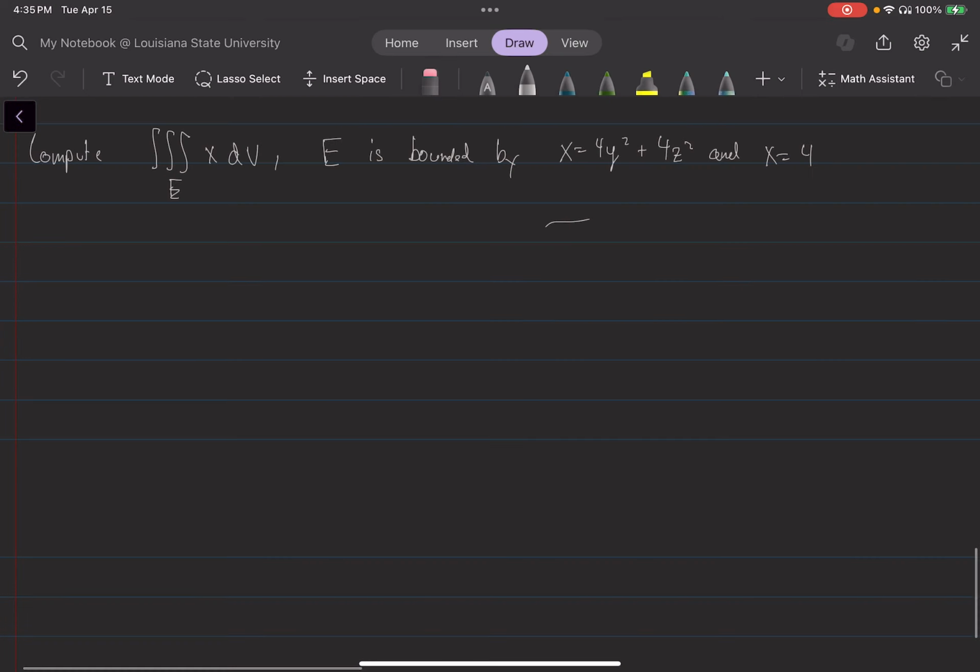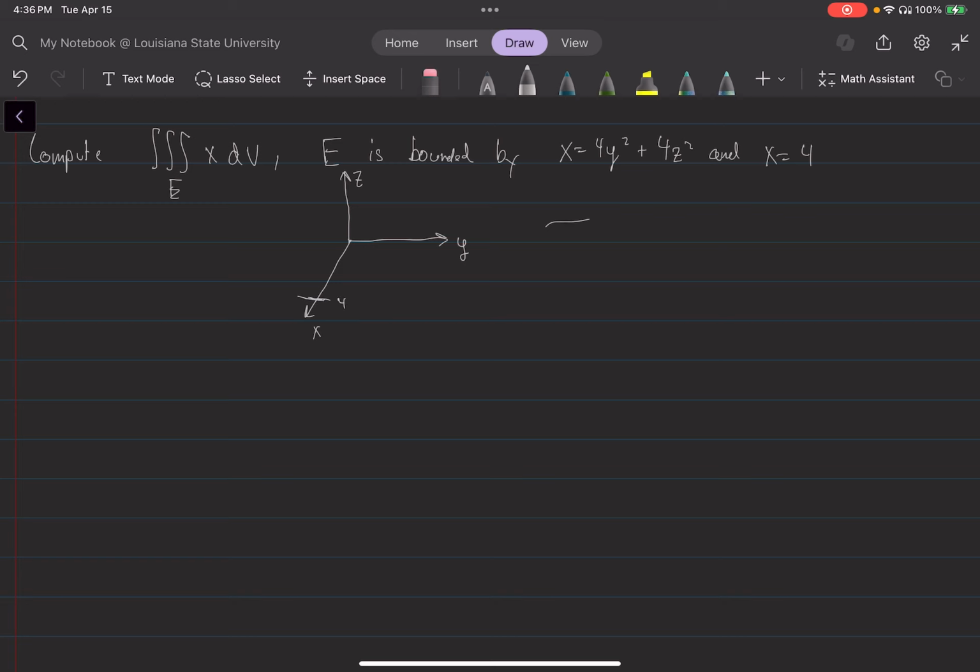Hello, today we're going to compute the triple integral over E of x, where E is bounded by the paraboloid x equals 4y squared plus 4z squared, and the plane x equals 4. To visualize this, we have our y, x, z axes with a plane at 4.